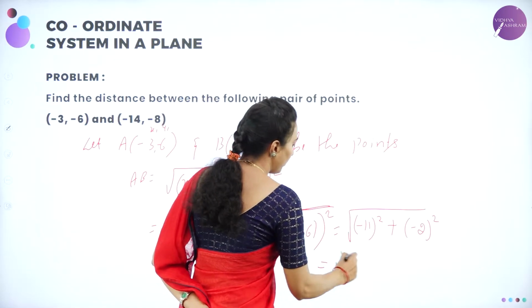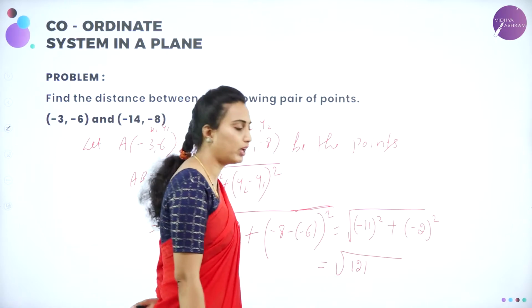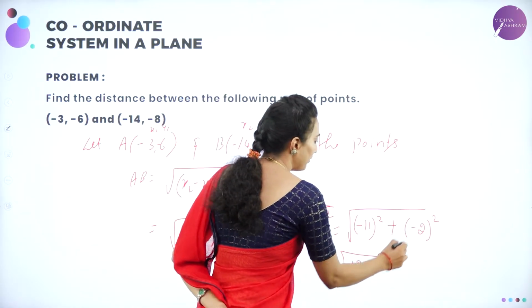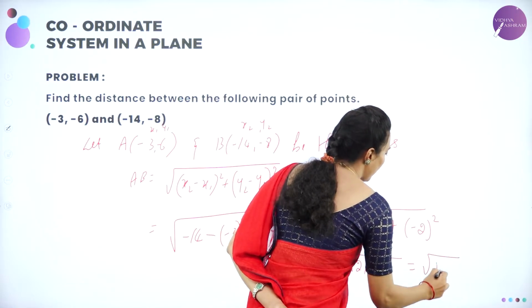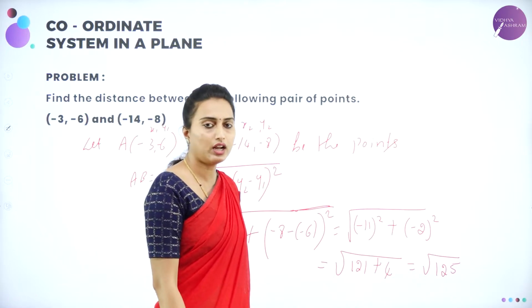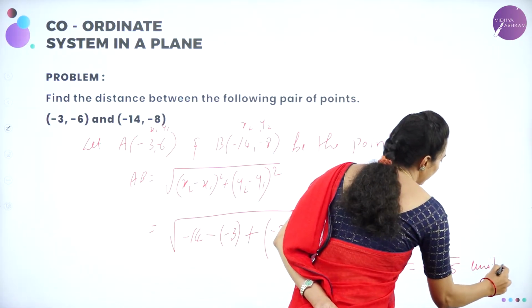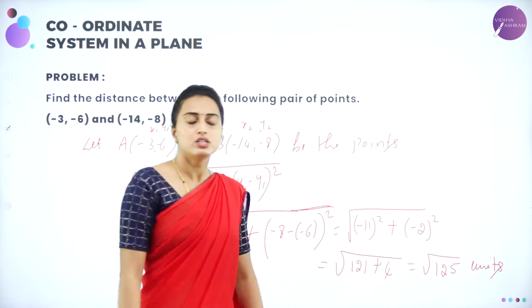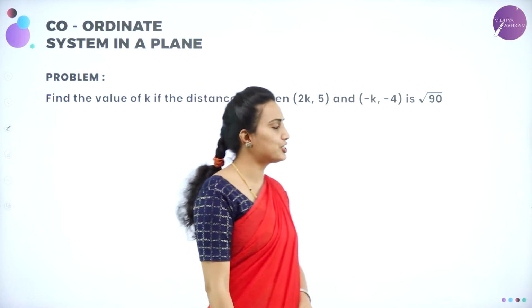So what will be the answer? You are going to have the square root of 121, because 11 squared is 121, plus 2 squared is 4. So the answer will be equal to the square root of 125. Okay, that is your answer. Otherwise, you can also write the simplified form, or you can stop here also. Square root of 125 square units. Understood? We'll be moving on to the next problem.